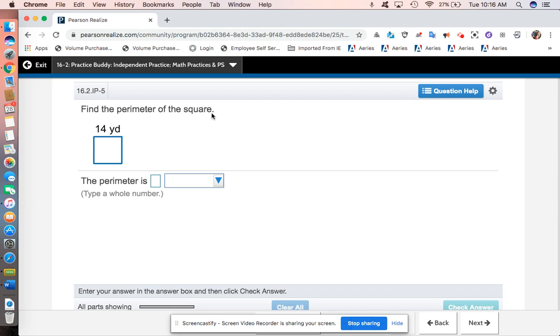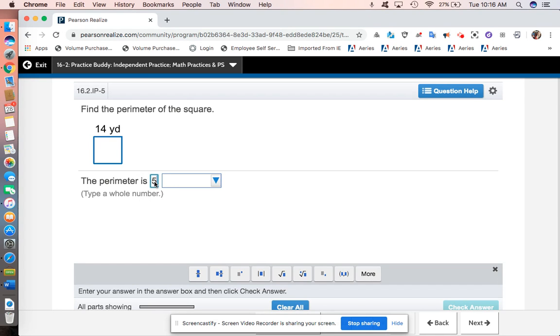The perimeter of the square. So I know that a square has 4 equal sides. I'm going to add 14 plus 14 plus 14 plus 14. Or I could multiply 14 times 4, and my answer will be 56. Because we are not multiplying, it's just going to be yards.